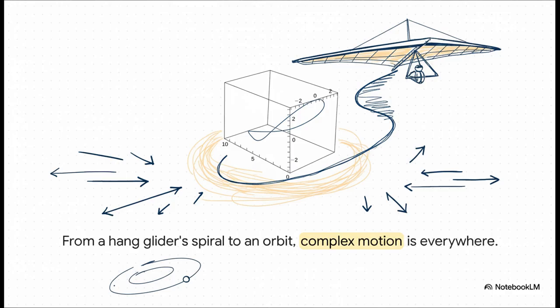Okay, take a look at this. Imagine you're this hang glider, catching a thermal and just spiraling up, up, up. That path, it's not just a simple up and down or left and right, is it? No way. It's this beautiful, complex dance in 3-dimensional space. So the real challenge is, how do we capture that whole journey in a single, elegant piece of math? That's what we're here to figure out.